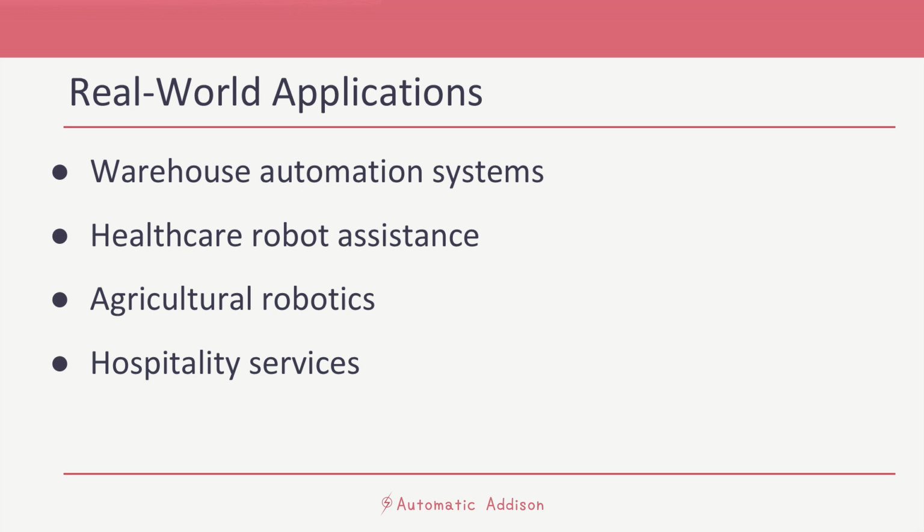And let's just lump healthcare and hospitality in one group. So robots powered by Nav2 can assist in hospitals, hotels, and restaurants, navigating through dynamic environments and interacting with humans. Another real-world application is agricultural robots. Nav2 enables autonomous tractors and harvesters to navigate fields, monitor crops, and perform precision farming tasks.